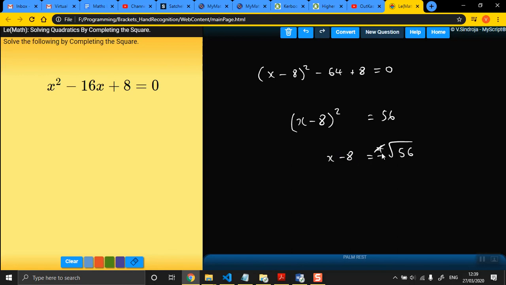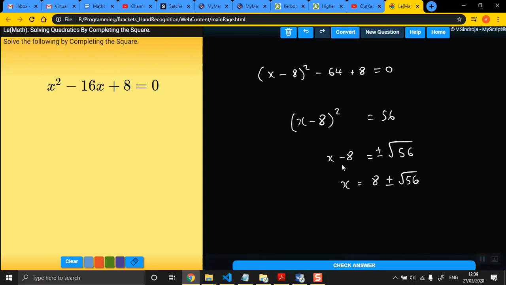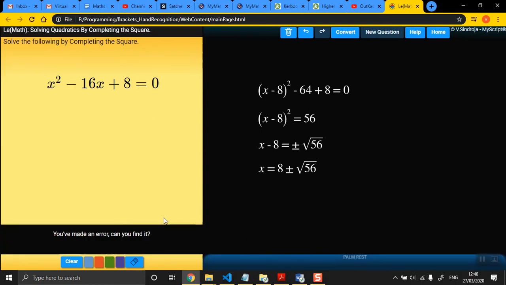So let's get rid of that. It's not very clear. It needs to be written clearly. And then x would equal 8 plus or minus the square root of 56. Now, I'm going to check this answer, but it isn't finished yet. So it was going to throw up an error. Did I make a mistake first of all? Yeah, it didn't like that.